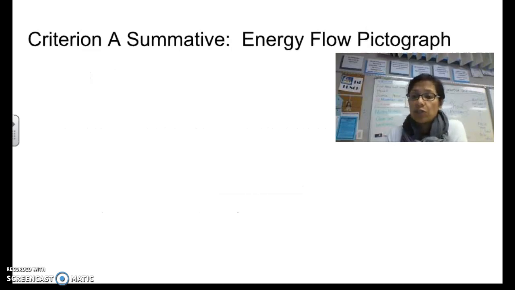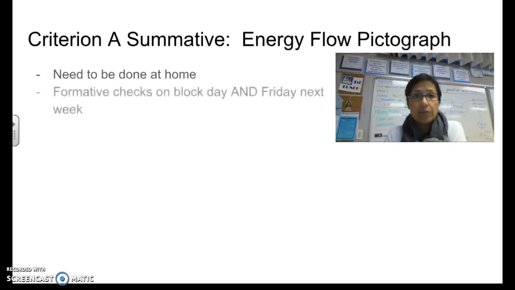Criterion A summative, which is the energy flow pictograph. This needs to be done at home. I will give them the paper on Monday. Formative checks on their paper will be on block day and Friday next week. They don't have to have this done.